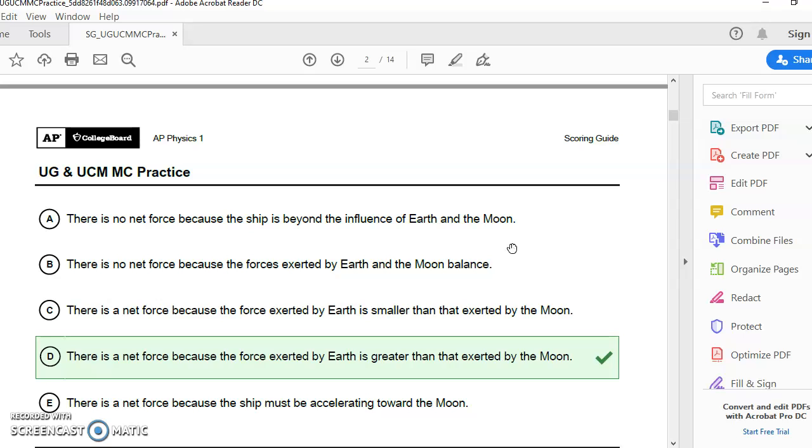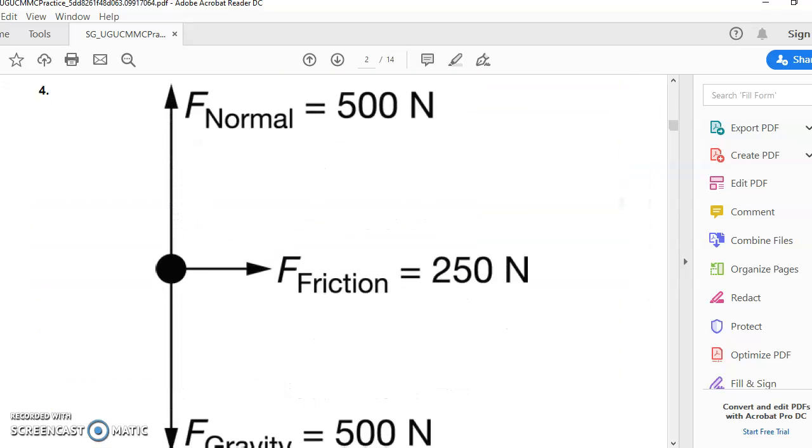And the ship would be accelerating towards the Earth, so E can't be right. So D must be correct.